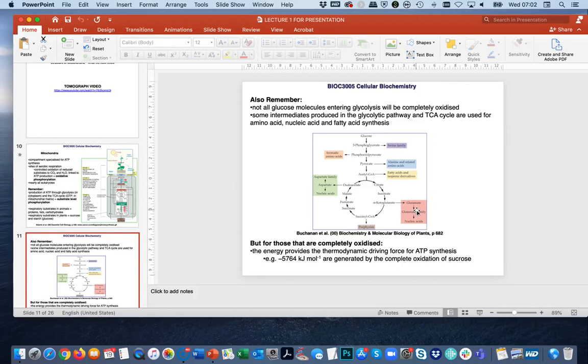But for the glucose molecules that are completely oxidized, the energy that is produced is the driving force for ATP synthesis, okay? And so we see more than 5,500 kilojoules for every mole of sucrose being oxidized, being produced when it is completely oxidized. So a strong thermodynamic driving force for the production of ATP synthesis.